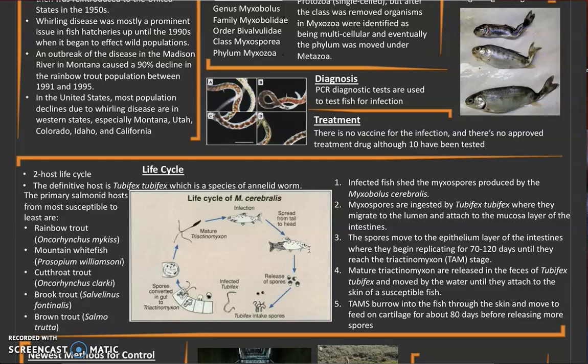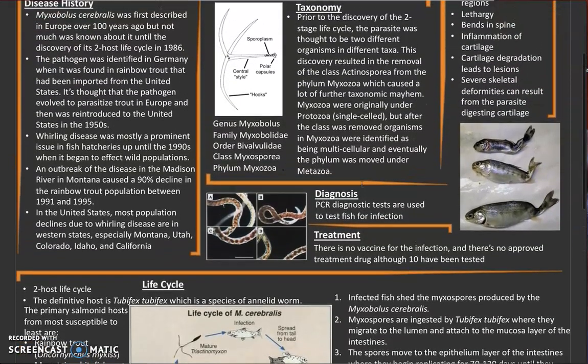This TAM stage is released in the feces of the worm and is moved by the water until it reaches the skin of a susceptible fish, where it then actively burrows into the fish through the skin and moves to feed on the cartilage of the fish for about 80 days before releasing more spores. So that whole process can take up to 200 days before it begins the whole process over.